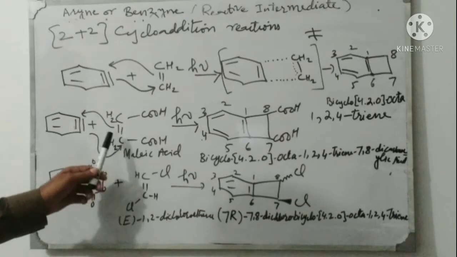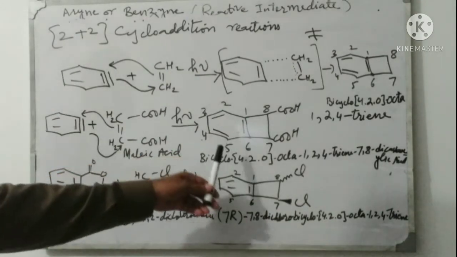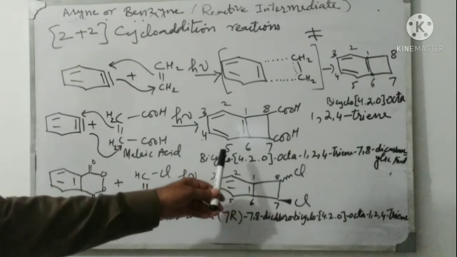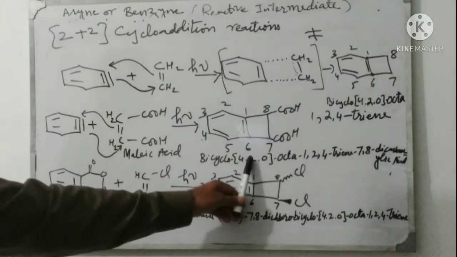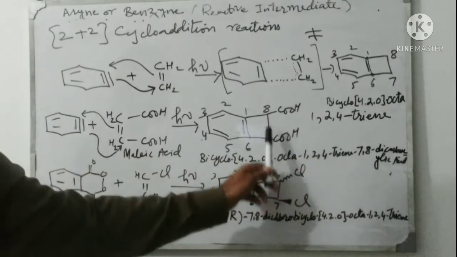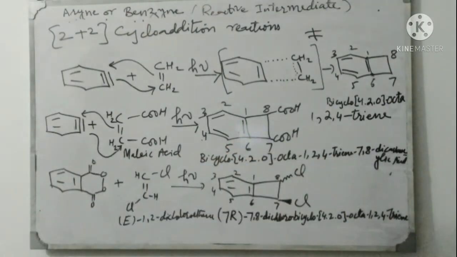So this is the second example of 2+2 cycloaddition. Maleic acid reacts with the benzyne intermediate, and in the presence of light, it forms this product. This is again the bicyclo 4.2.0 octa-1,2,4-triene. At the 7 and 8 positions, there are 2 carboxylic moieties, so 7,8-dicarboxylic acid.